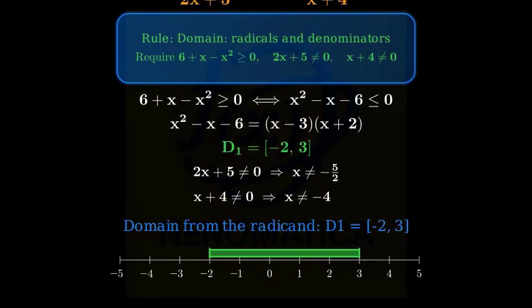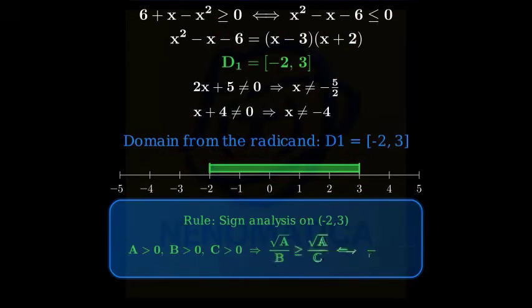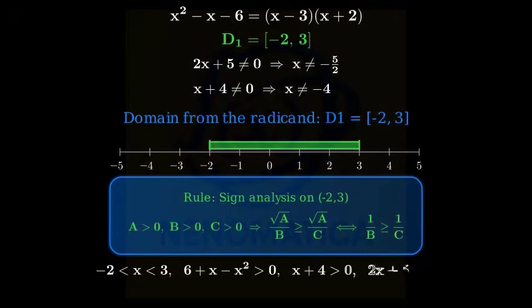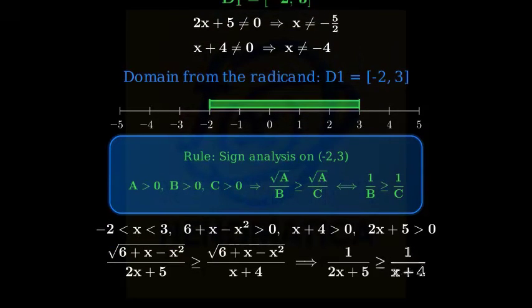Step 2. On the open interval from -2 to 3, the radicand is strictly positive, and both denominators are positive as well. This lets us safely divide by the square root and compare reciprocals without flipping the inequality sign. Step 3. Because the square root factor is positive on this interval, we can cancel it from both sides. The inequality becomes 1 over 2x plus 5 is greater than or equal to 1 over x plus 4.